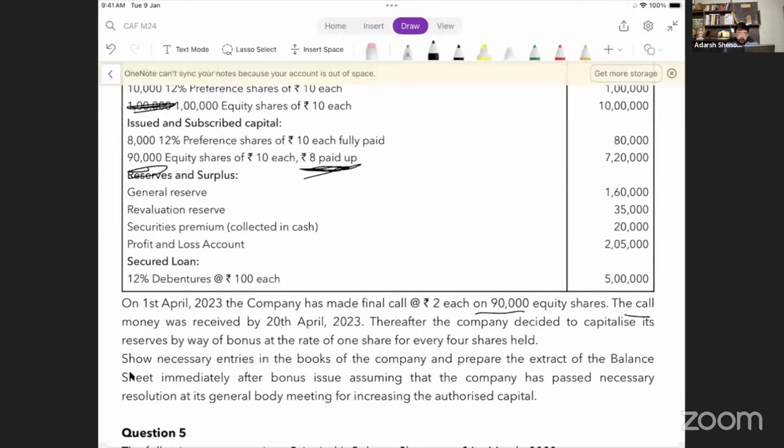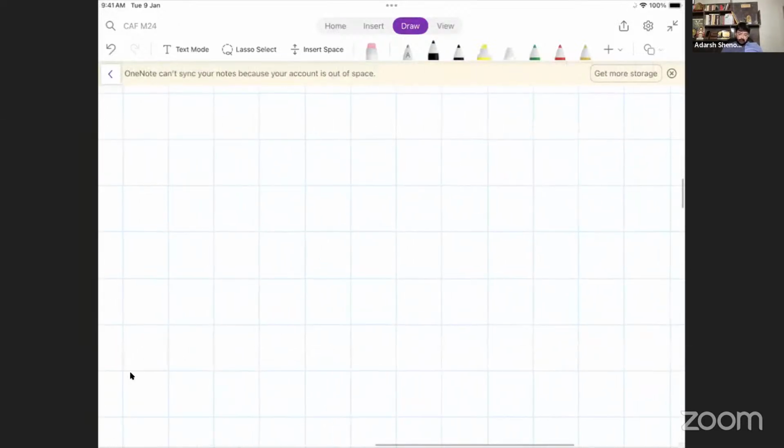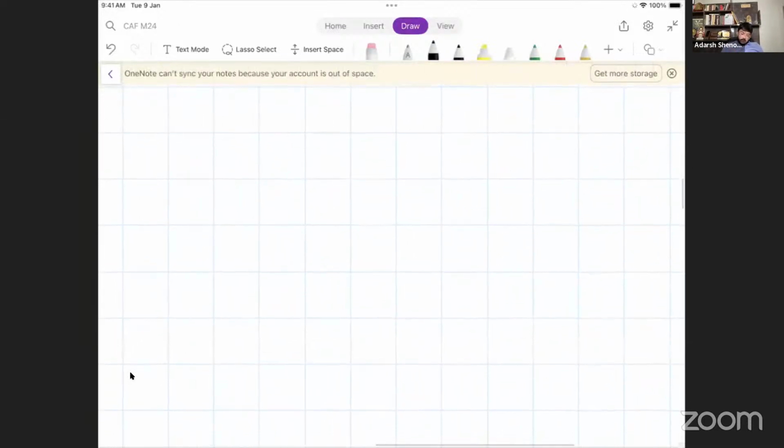We'll do that later. Show the necessary journal entries. And prepare the extract of the balance sheet immediately after the bonus issue, assuming that the company has passed the necessary resolution at its general body meeting for increasing the authorized capital. So they might have to increase the authorized capital. Let's see why they have given that last sentence, and how much we should increase.